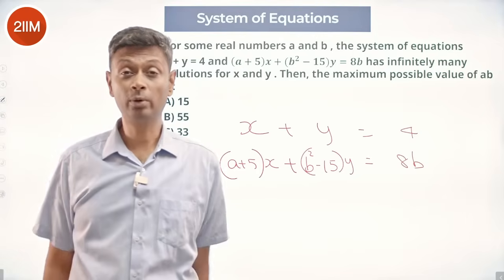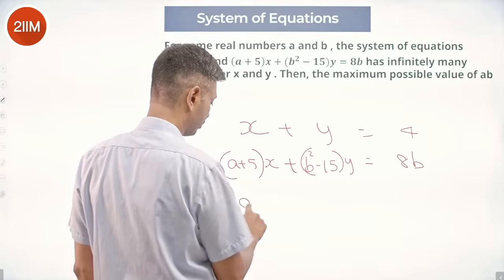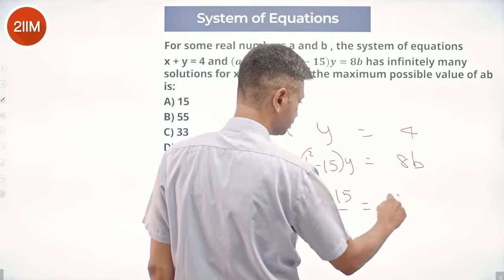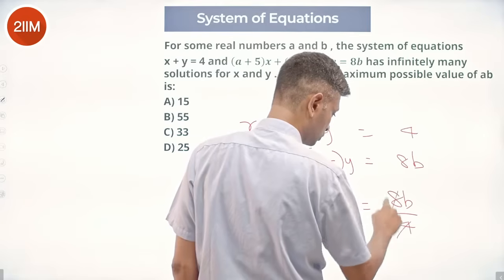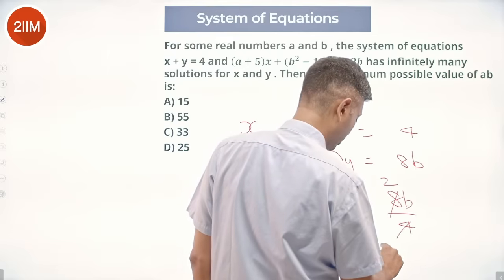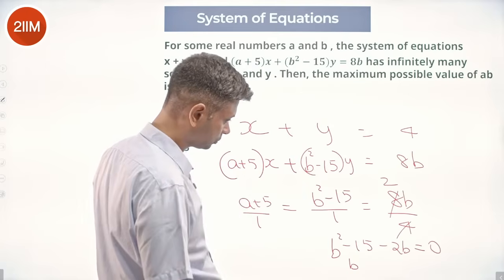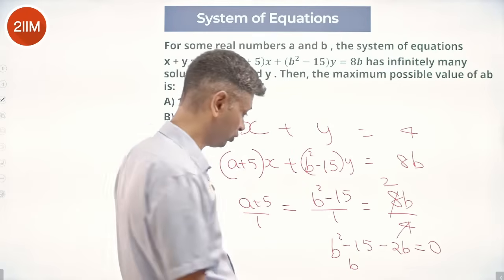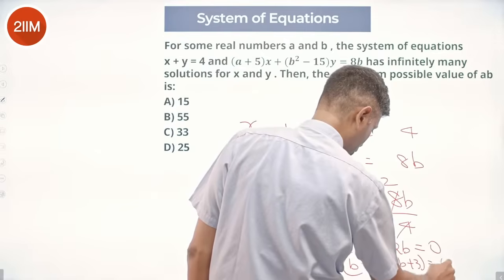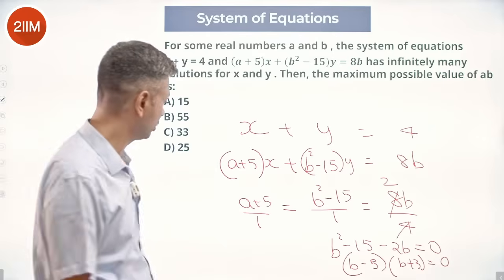a1 by a2 equals b1 by b2 equals c1 by c2. Plug that in, we should get somewhere. So I'm going to divide this by this. (a plus 5) by 1 equals (b squared minus 15) by 1 equals 8b by 4, just 2b. So b squared minus 15 equals 2b, so b squared minus 2b minus 15 is 0. So (b minus 5)(b plus 3) equals 0. So b is either 5 or minus 3.